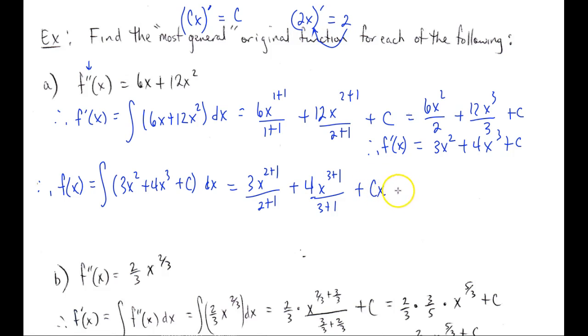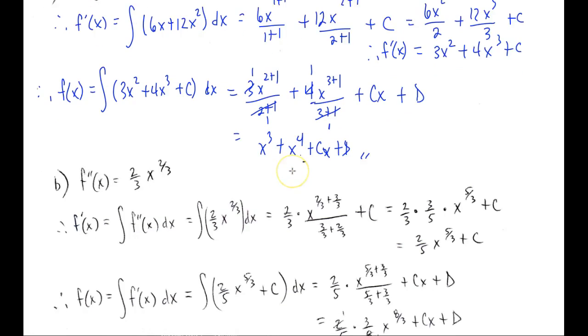And then, of course, since we're taking an antiderivative, we need another constant. So I'm just going to call that constant d. You can call these constants anything you want. I'm just calling them d. And so now from there, we know that 2 plus 1 is 3, so this and this will reduce to 1. 3 plus 1 is 4, so this and this will reduce to 1. And we just have x cubed plus x to the 4th plus cx plus d. And that will be our most general original function for a.